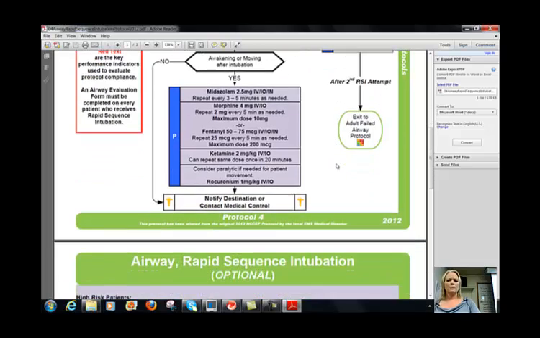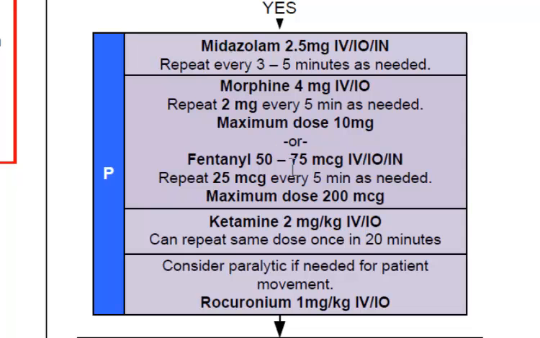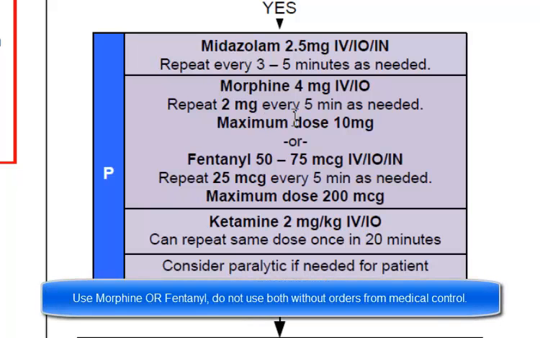And then your options for post-intubation sedation, you can use Versed, you can use morphine or fentanyl. And please notice on these protocols, all of the protocols that have morphine or fentanyl, it is an or and not an and. So if you max out on your morphine, you need to call medical control for use of fentanyl, or you could just use more morphine, but you still need to call for that. So you're not supposed to max out on morphine and fentanyl. It is an or. But you can use Versed and morphine, Versed and fentanyl.